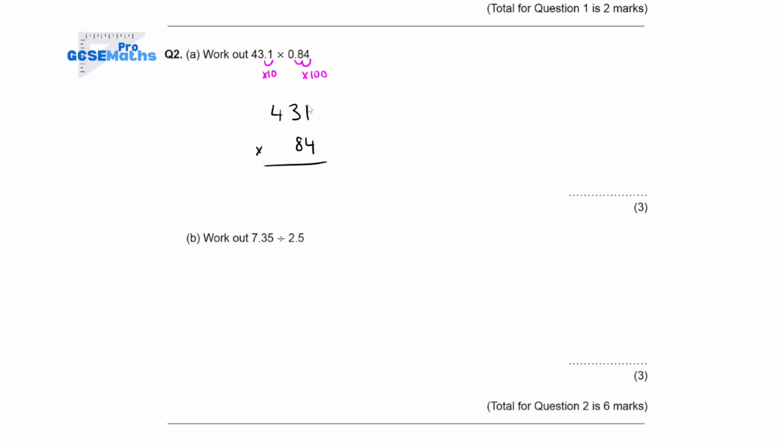So starting off with 4, 4 times 1 is 4, 4 times 3 is 12, carry the 1. 4 times 4 is 16, plus 1 is 17. Going down to the 8, but because it's 80, I need to put a 0. 8 times 1 is 8. 8 times 3 is 24, carry the 2. 8 times 4 is 32, add 2 is 34. Now I can add them. So I get 4, 10, carry the 1. That would give me 12, again carry the 1, 6, 3.